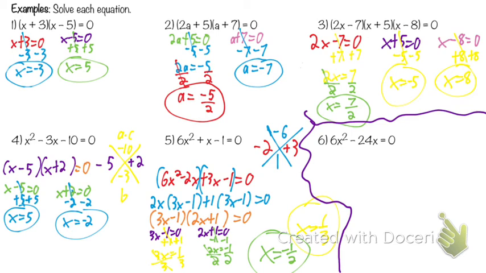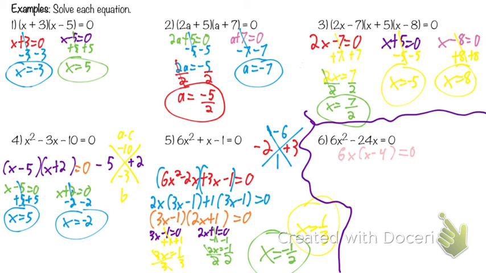Alright, number 6. Do we have multiplication that equals 0? No, we don't. We only have subtraction. It does equal 0. So how do we turn addition and subtraction, in this case subtraction, into multiplication? We factor. Is there a GCF here? We always look for one. 6x. And if I factor out a 6x, what do I have inside my parentheses still? x minus 4.